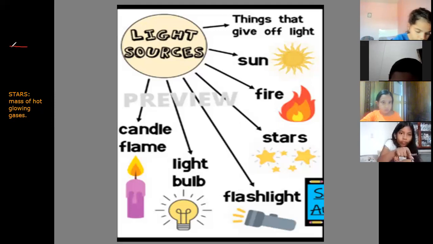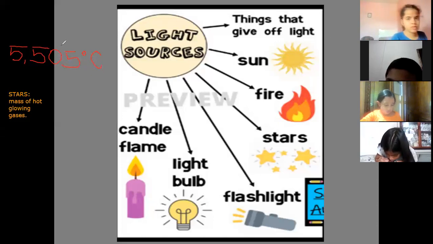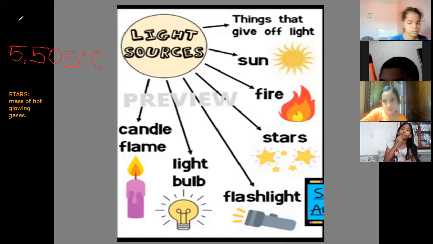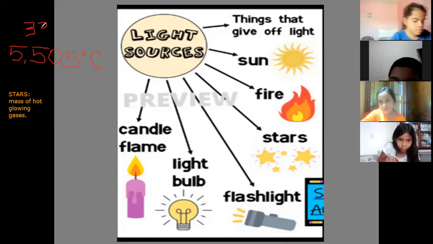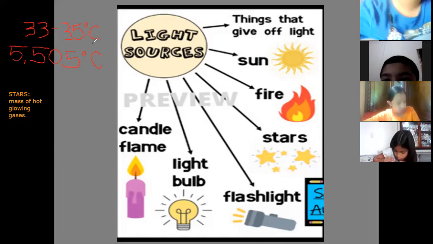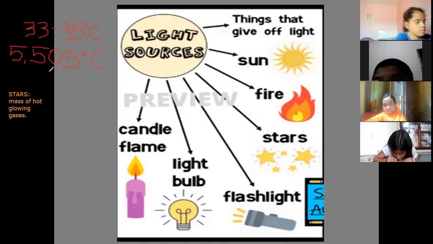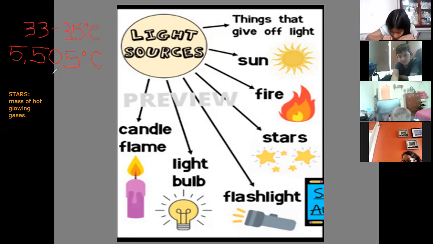So the temperature of the sun is 5,505 degrees Celsius. When we have a hot day in San Pedro Sula, for example, the temperature, and it's hot, could be 33 to 35 degrees Celsius. And this is very hot. So imagine the temperature of the sun. Wait, I need to copy all that. Okay. It's 5,505 degrees Celsius. We cannot be so close. If we get close, we will die, because our body cannot stand this temperature. Our body is not made to stand this temperature.